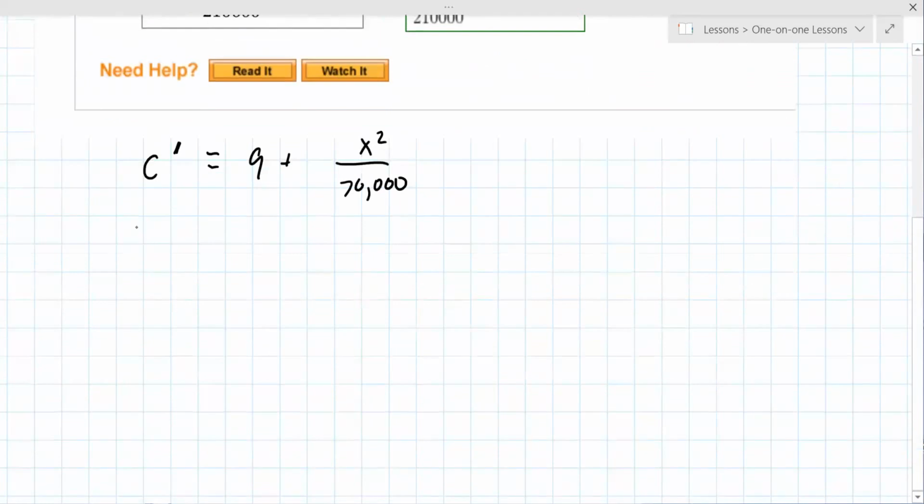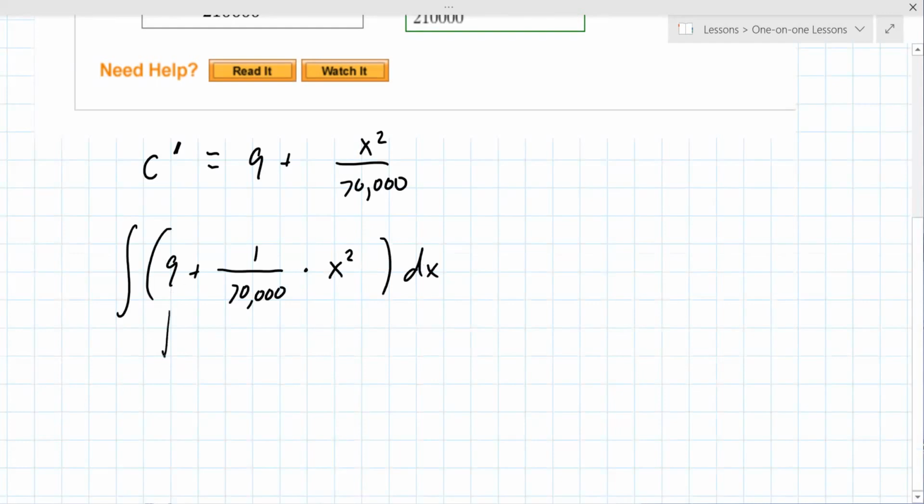So you've got to integrate 9 plus, I'm going to rewrite this as 1 over 70,000 times x squared dx. So you're integrating each of these, so this 9 becomes 9x. The 1 over 70,000 just comes with because it's a constant, and the x squared becomes 1/3 x cubed. Isn't 1/70,000 a constant too? It is, but it comes along because it's paired with the x squared.